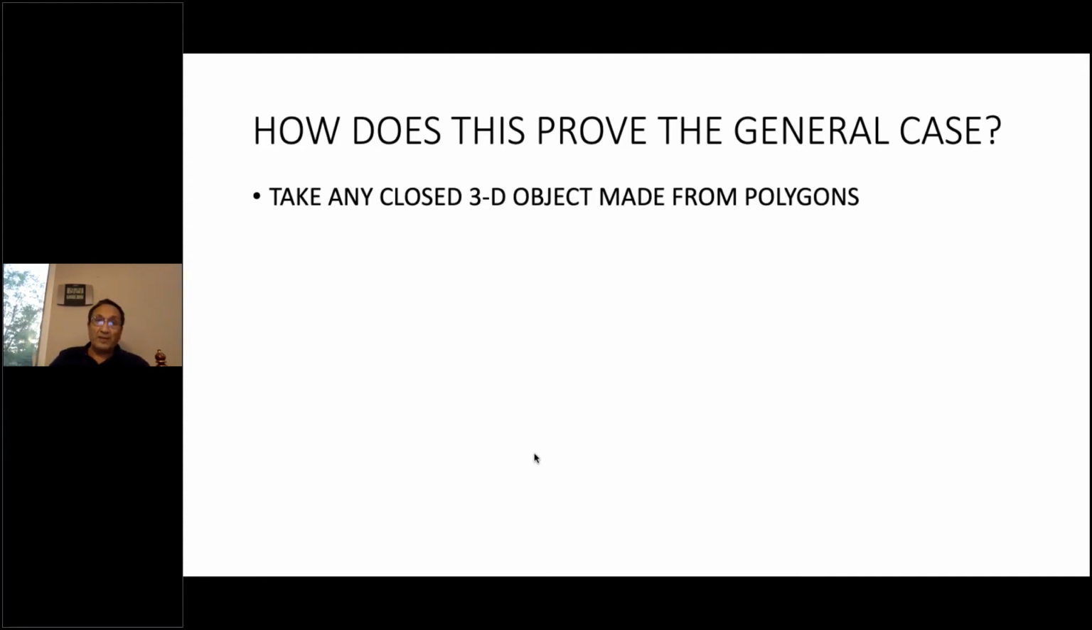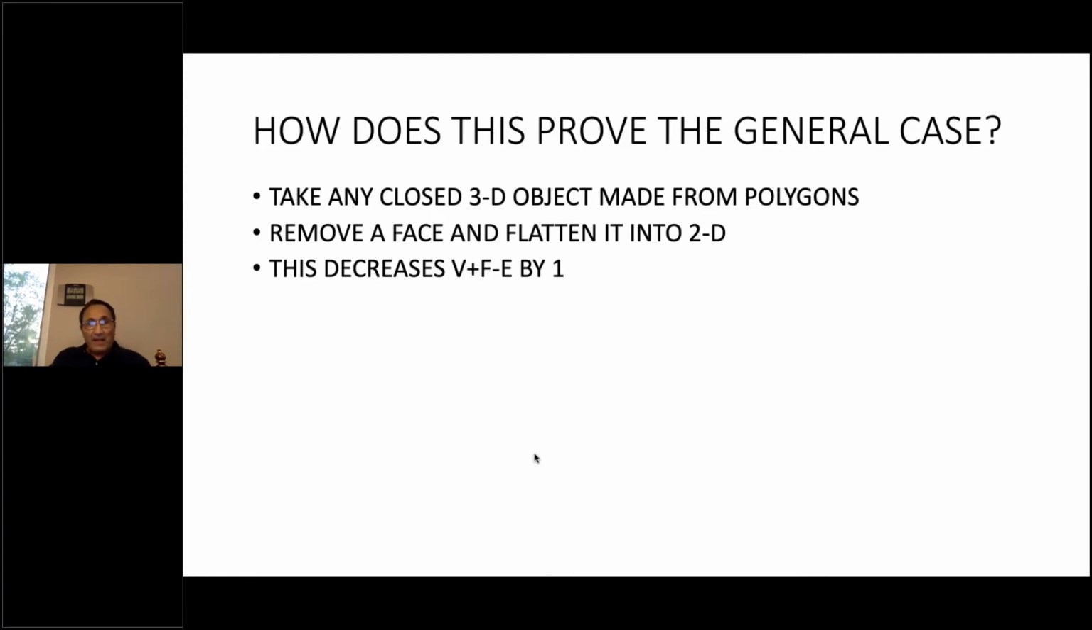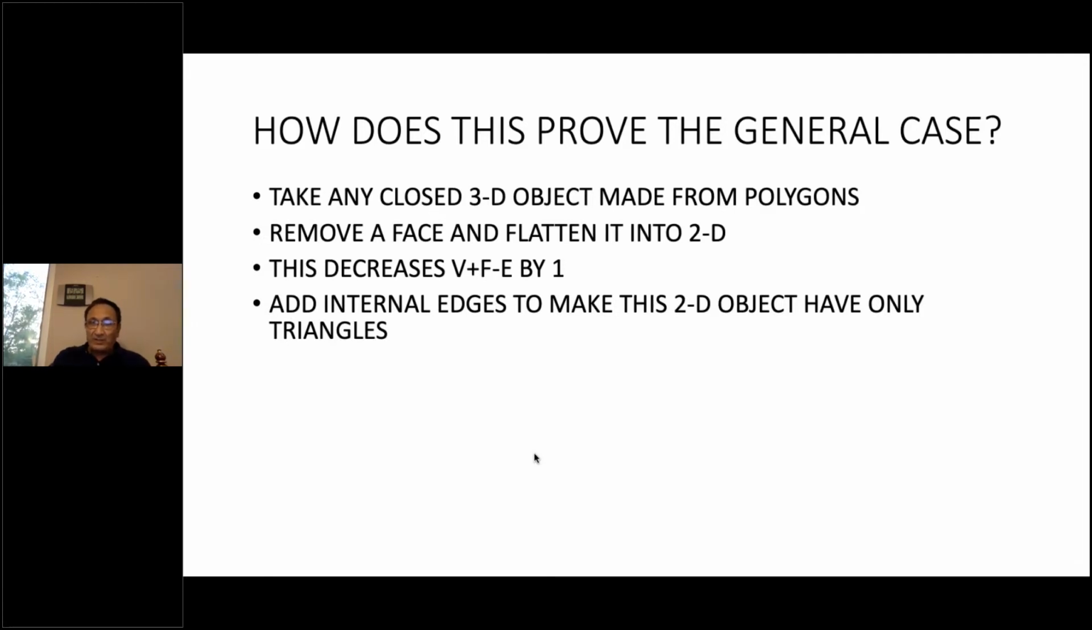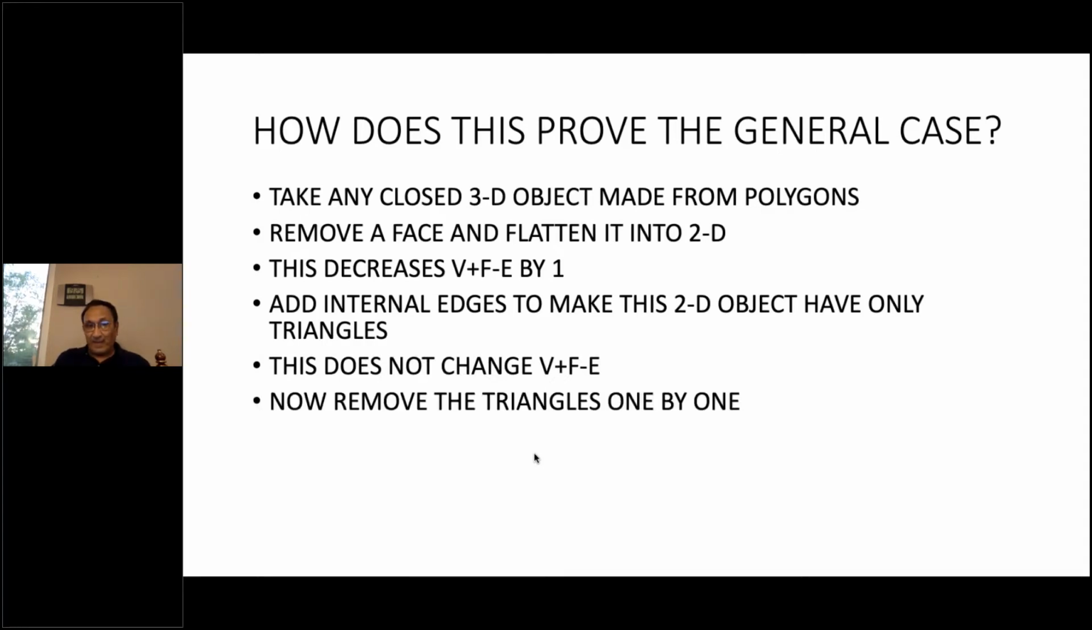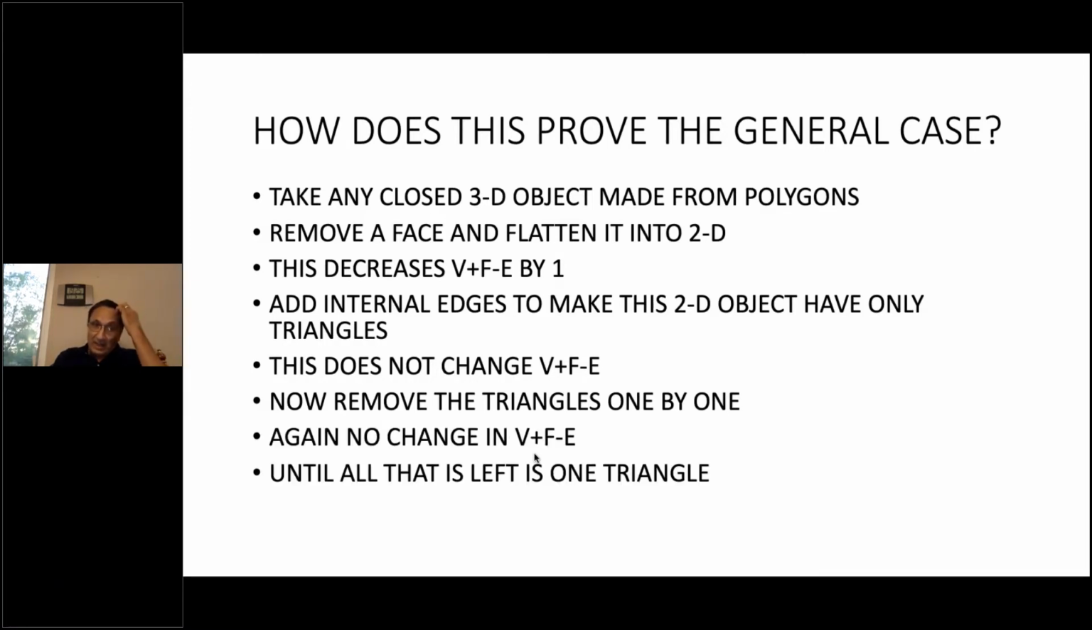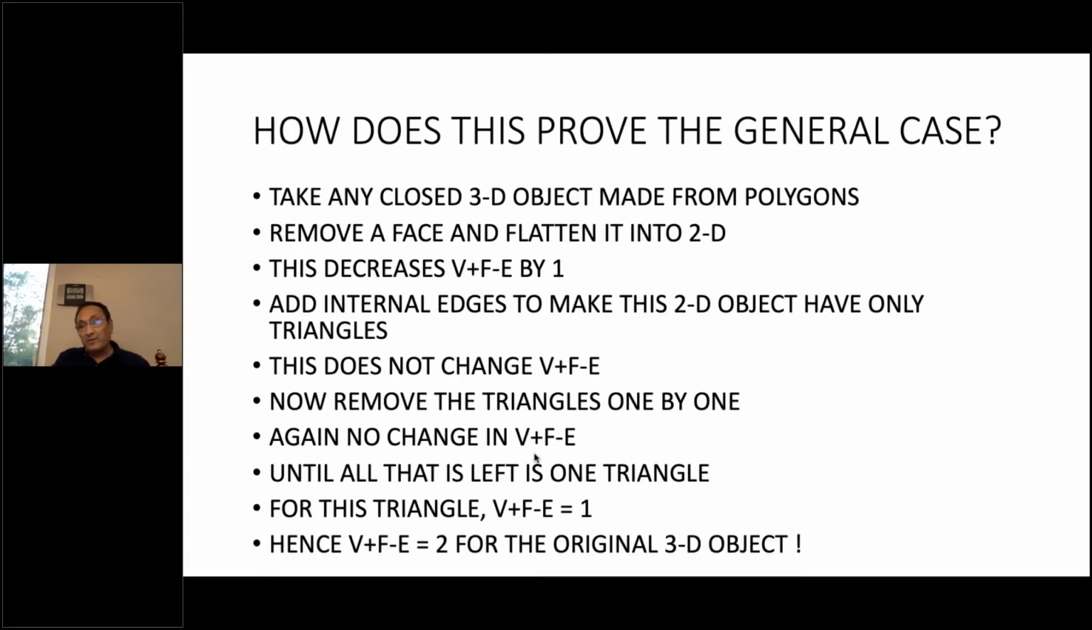So if you have any three-dimensional object made from polygons, you can remove one face and flatten it into 2D. You might have to stretch it a little bit, but that's okay. This decreases V plus F minus E by 1 because you've removed a face. Now we can add internal edges to make this object have only triangles without changing V plus F minus E. And now we remove the triangles one by one. Again, it doesn't change V plus F minus E until all that is left is one triangle. And for this triangle, V plus F minus E is 1, obviously. So it must have been 2 for the original 3D object. That's the proof. So we have now proven the second most beautiful theorem in mathematics.